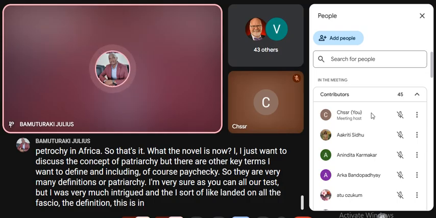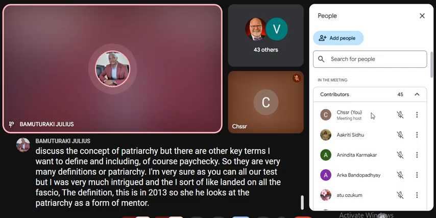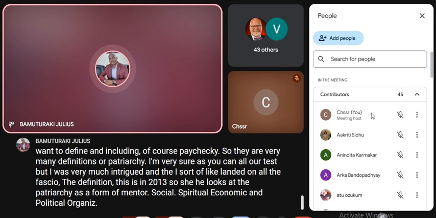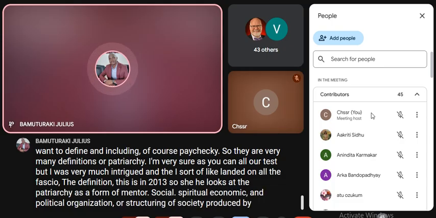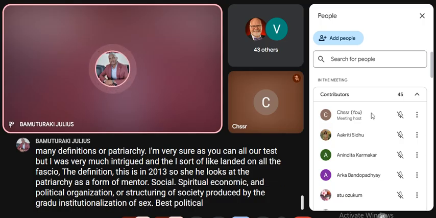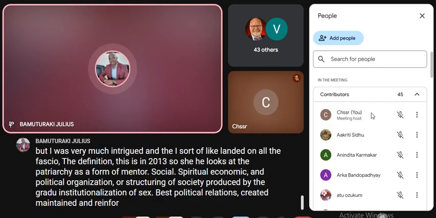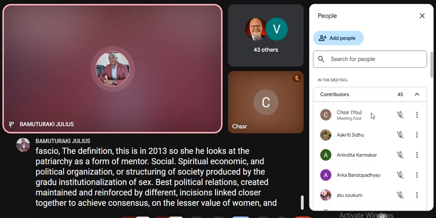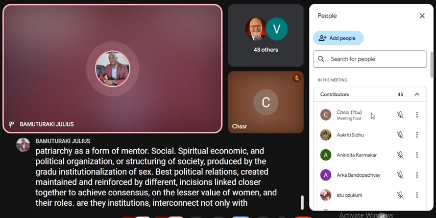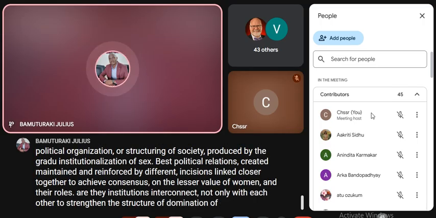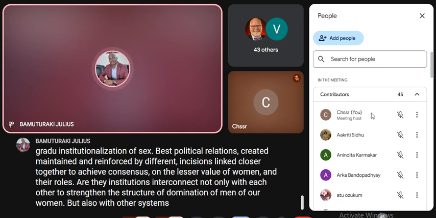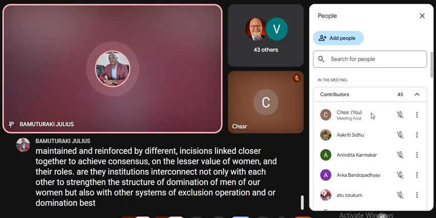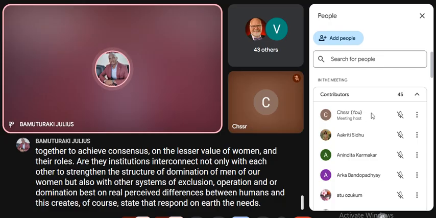This is in 2013. He looks at patriarchy as a form of mental, social, spiritual, economic, and political organization or structuring of society produced by the gradual institutionalization of sex-based political relations created, maintained, and reinforced by different institutions linked closely together to achieve consensus on the lesser value of women and their roles. These institutions interconnect not only with each other to strengthen the structure of domination of men over women, but also with other systems of exclusion, oppression, and or domination based on real or perceived differences between humans. And this creates, of course, a state that responds only to the needs and influence of powerful men.